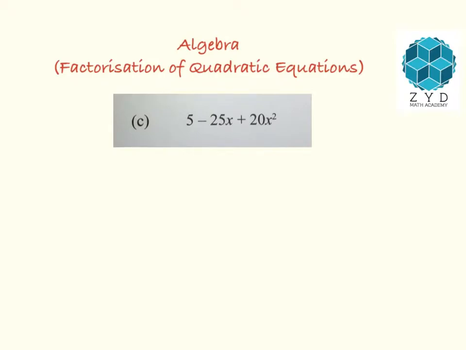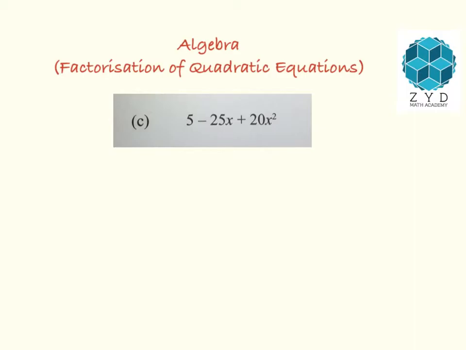Okay, here we have another example, and this is slightly or rather more complicated, where the coefficient of x squared is no longer 1, this time it is 20. And let's see how I am going to solve this, or rather factorize this equation.